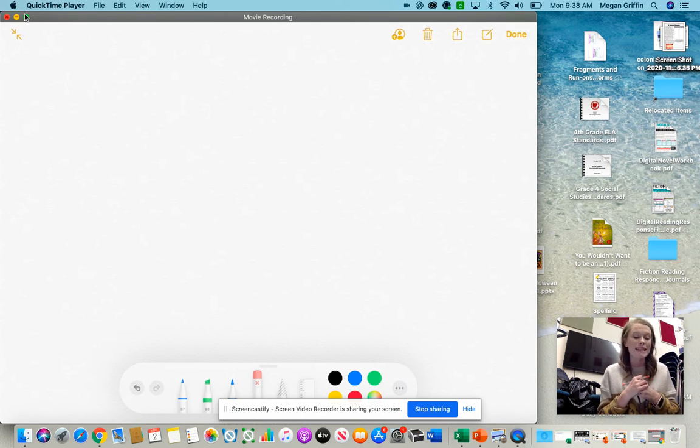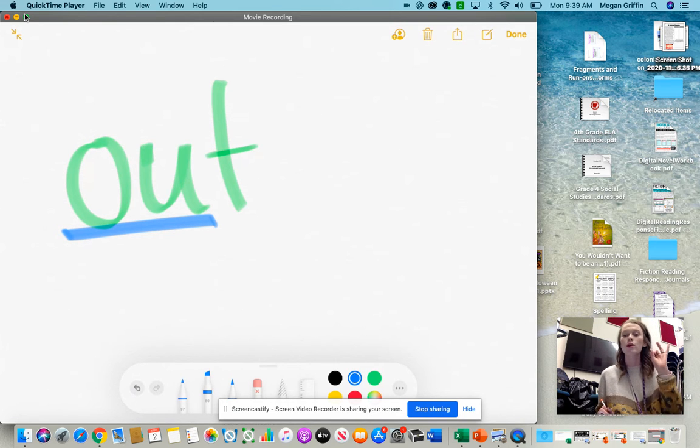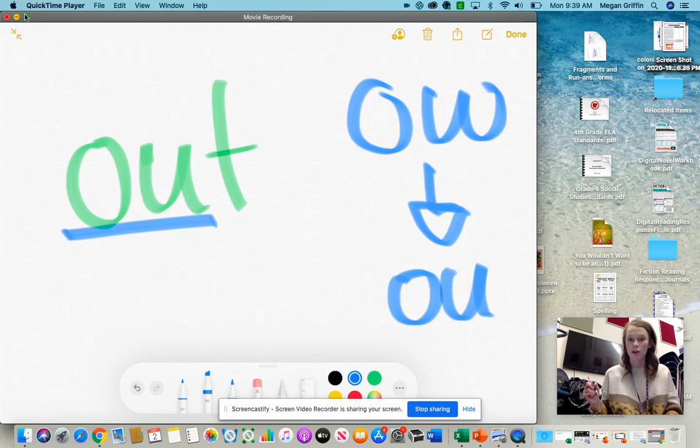All right, our first word is out. I'm going out tonight. Out. Pound it. Tap it. When we tap that ow sound, it's only going to get one finger. Out. And notice, when I am coding it, I code them as one vowel, so they're getting one finger. So I'm going out. And I know anytime I hear this sound today, it is going to be that OU diphthong. Okay?